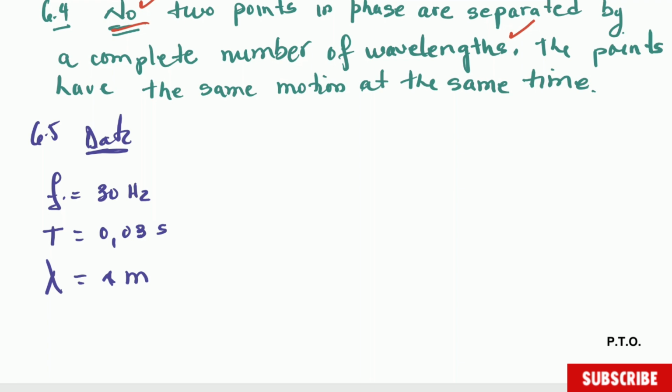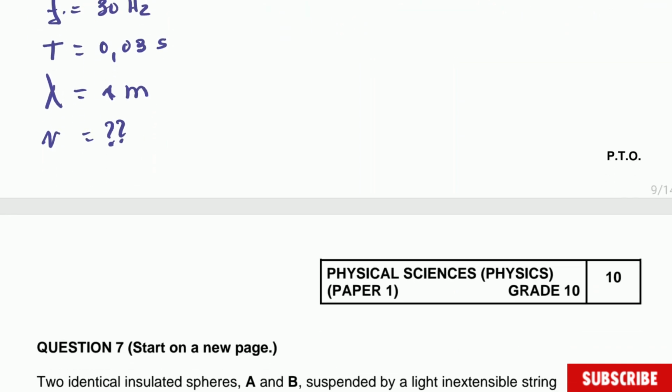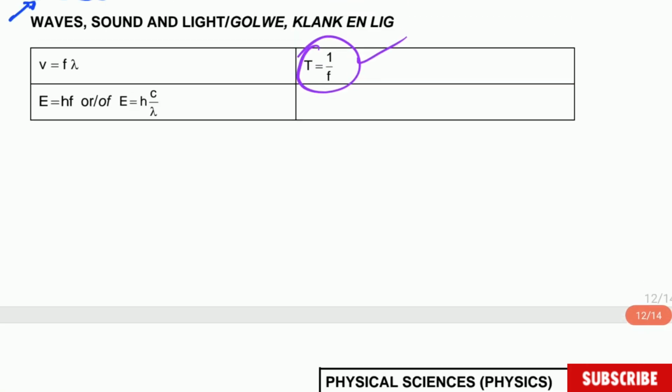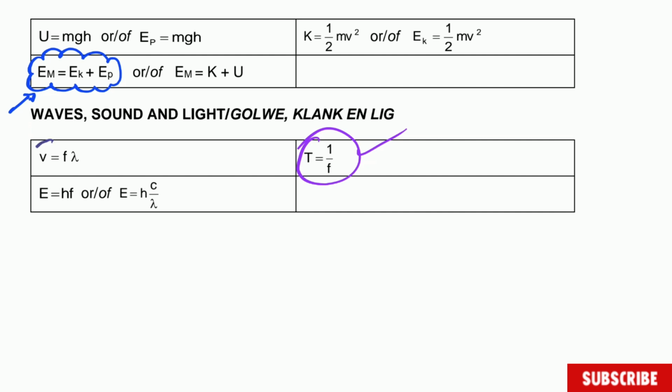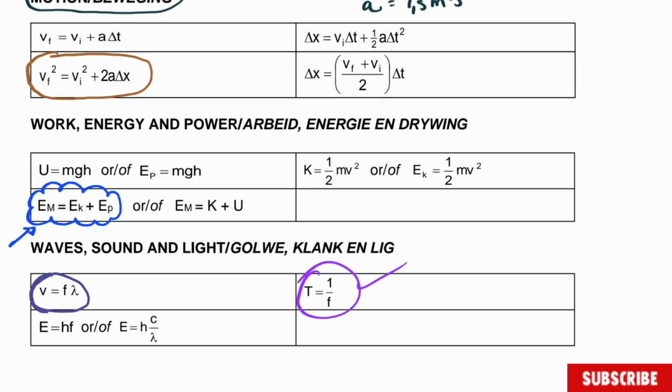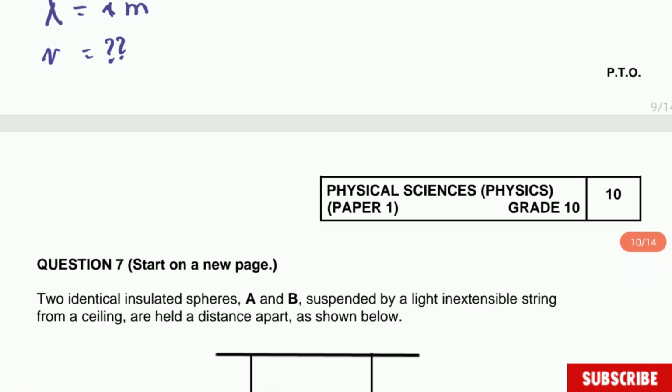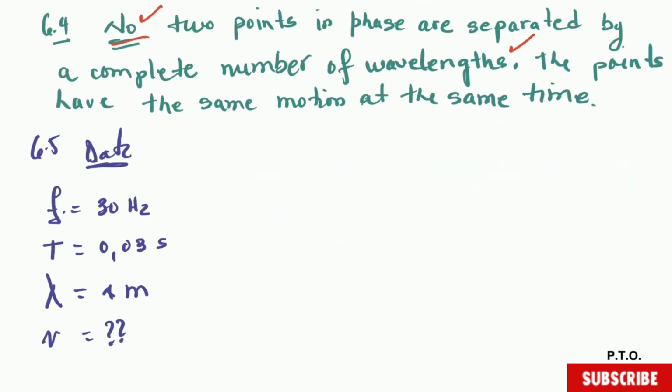And then we are looking for speed. I'm going to write v for speed, and that is a question mark. Formulas. So let's go to the formulas real fast. There is the formula for speed. Speed is equal to frequency multiplied by wavelength. There are other formulas, but I don't see them in this question paper. So use the one which you have, and you have all the data here.